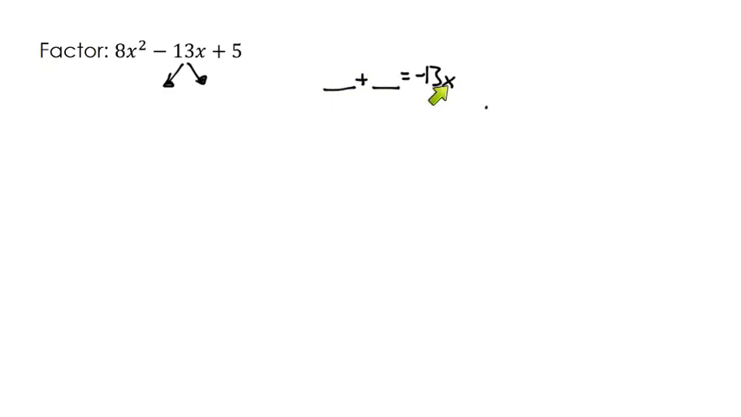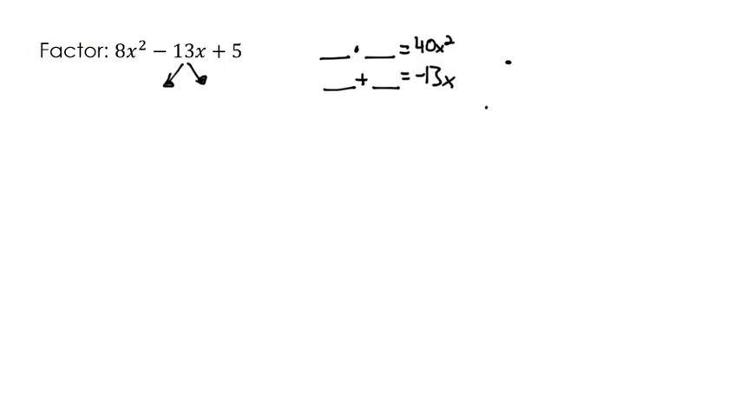It could be anything, but we need them to add up to that negative 13x, and we need those same 2 numbers to multiply to give me 40x squared. That's how we're going to know the right combination. If you're not sure, I got that by multiplying the first term times the last term.